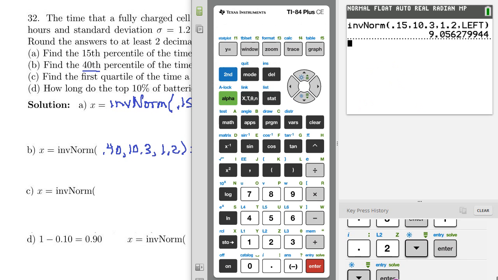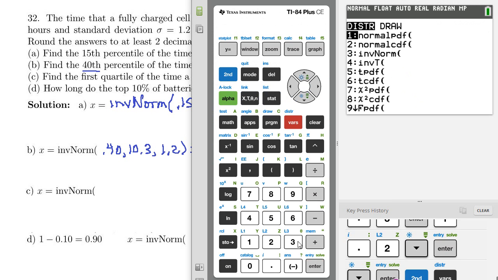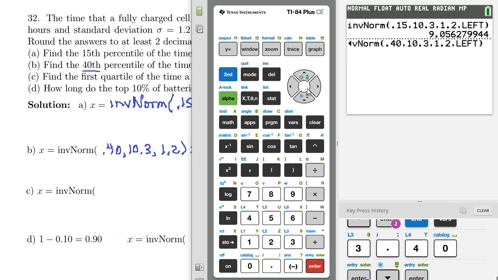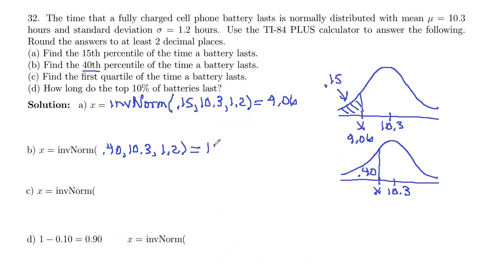Let's go to the calculator. Second variables, inverse norm is number 3. We just have to change the 0.15 to 0.40. And 10.3, 1.2 stay the same. We are using left area because percentile is below. It's left-tailed. 9.995, 9.9, that's going to round up to 10.00. 9.9959. So to 2 decimal places, 10.00 hours. So 10 is the 40th percentile.